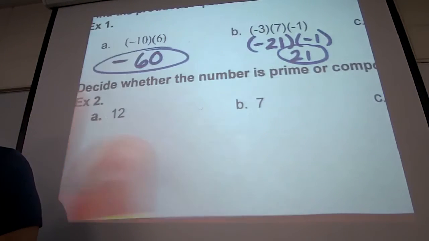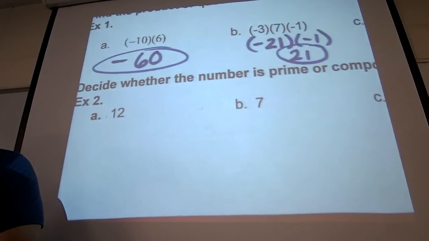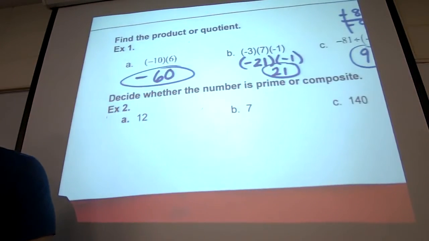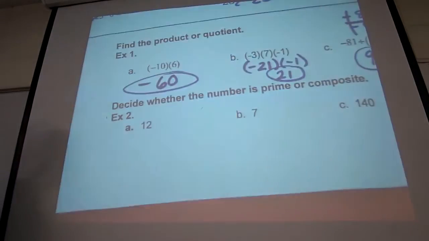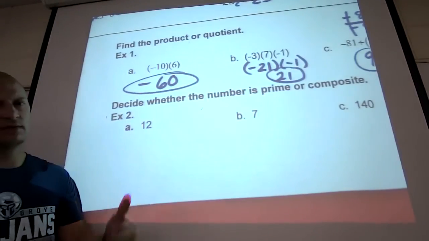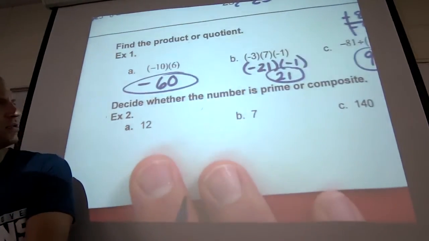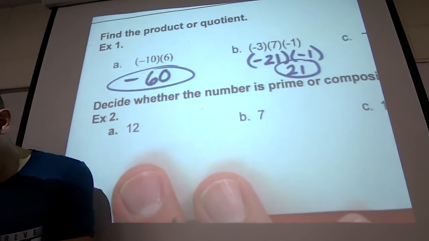Decide whether or not the number is prime or composite. If we can find something that it's divisible by, then we know that it is a composite. 12. So I have the number 12. Is 12 prime or composite? Composite.